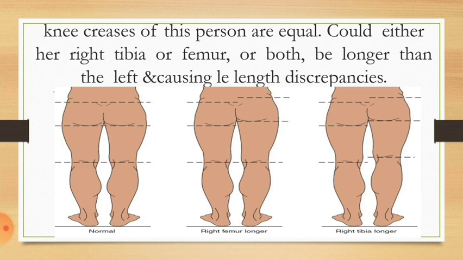As we see in picture, first picture shows a normal posture and second and third picture shows the leg length discrepancy. It can be due to the right femur longer or tibia longer. Second picture clearly shows right femur is longer, which cause the leg length discrepancy, and third picture shows the tibia longer, which cause the leg length discrepancy. In all pictures, knee creases of this person are equal.